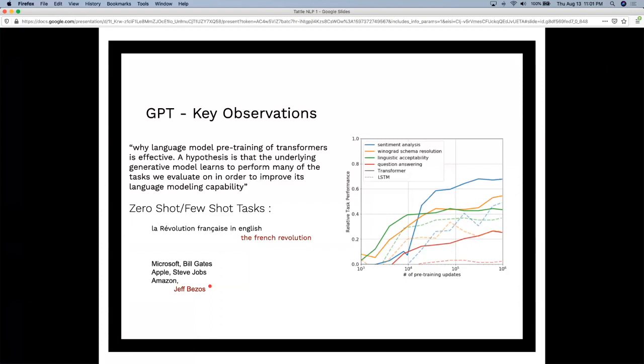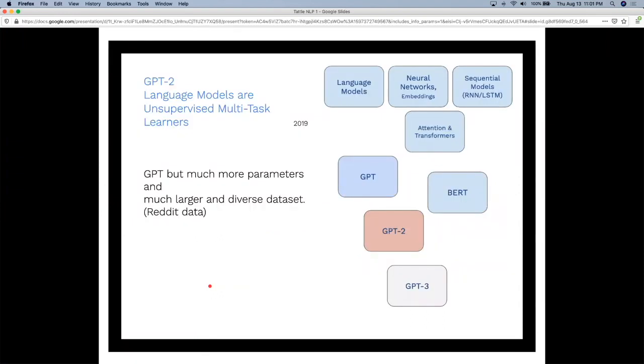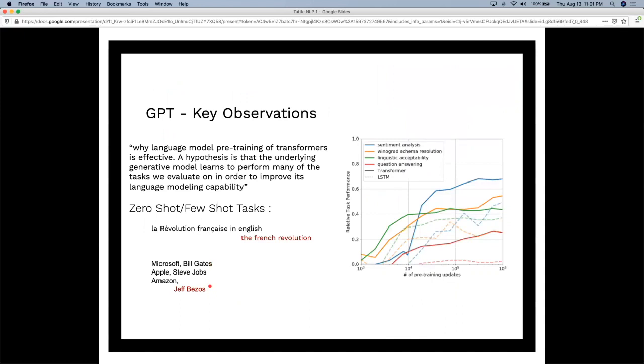Yeah, makes sense. Thanks. Go ahead. On the previous slide, I just wanted to ask: for zero-shot learning to work in this example, all this Microsoft, Bill Gates, Apple, Steve Jobs would need to be there? They would need to be there when the model was trained, but not necessarily in this form.